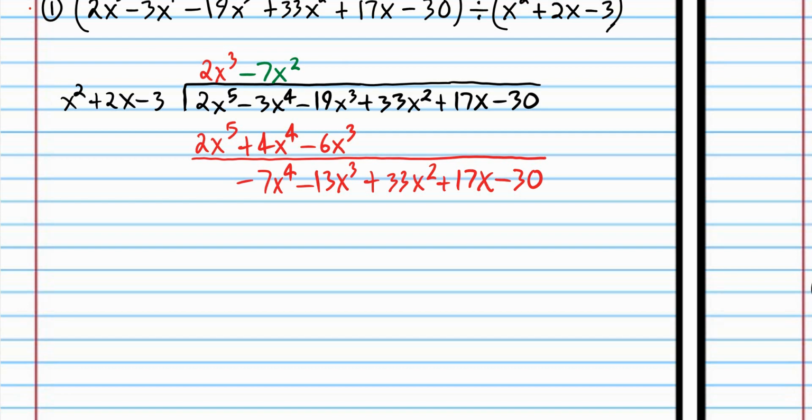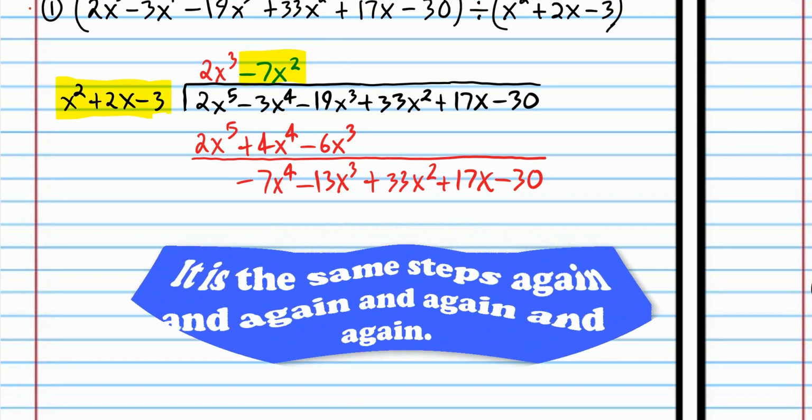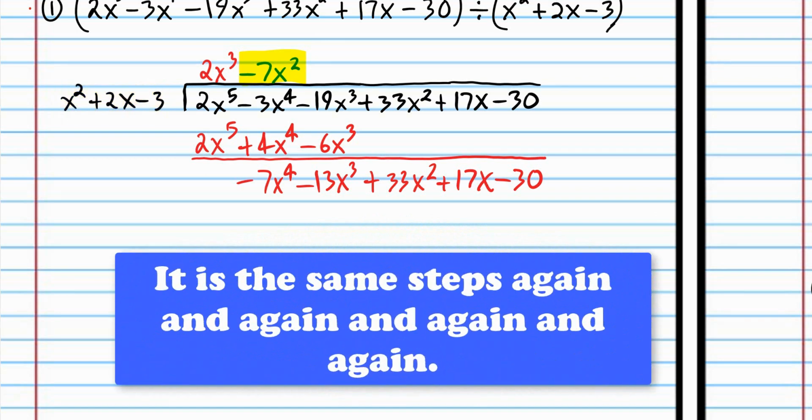Now on to step 2. Step 2 is we're going to multiply that number and the divisor. Negative 7x squared times x squared is, of course, we know, negative 7x to the 4th. We designed it that way. Those should be the same. If they're not the same, we did something wrong.